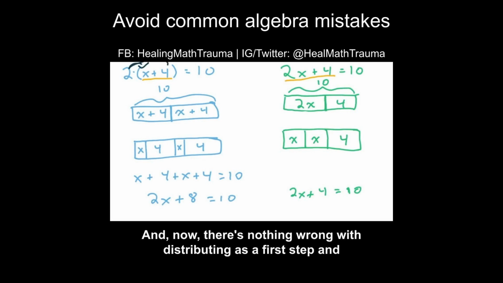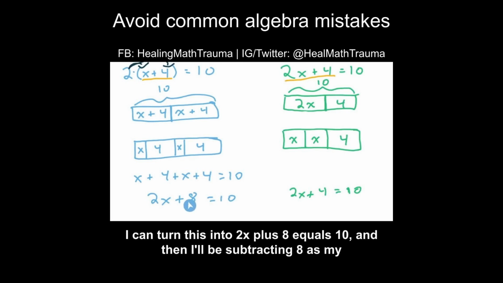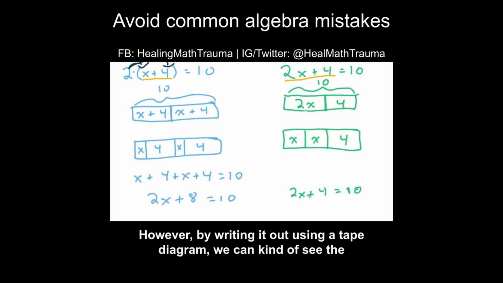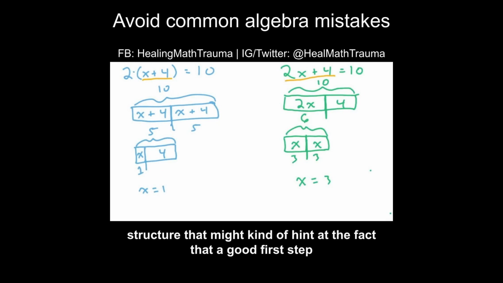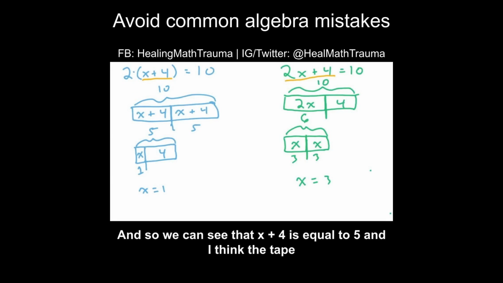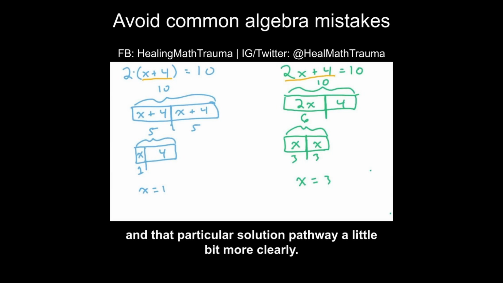Now, there's nothing wrong with distributing as a first step and seeing how, okay, sure, I can turn it into 2x plus 8 equals 10, and then I'll be subtracting 8 as my next step. And that's definitely mathematically correct. However, by writing it out using a tape diagram, we can see the structure that might hint at the fact that a good first step might be, rather than distributing, to divide both sides by 2. And so we can see that x plus 4 is equal to 5. And I think the tape diagram helps illuminate that structure and that particular solution pathway a little bit more clearly.